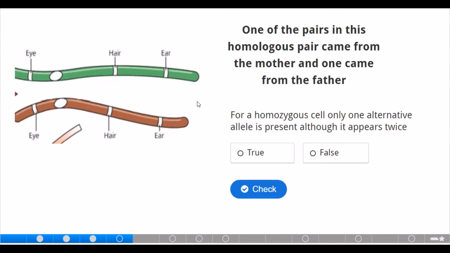This image here is showing us a homologous pair, one from the father and one from the mother. One of the chromosomes in this homologous pair came from the mother, and the other came from the father. For a homozygous cell, only one alternative allele is present, but it appears twice. True or false? True.